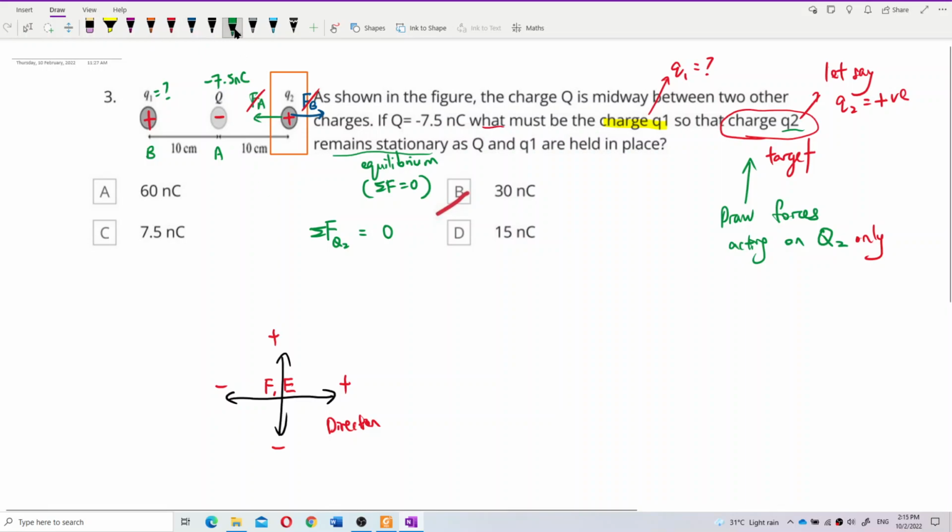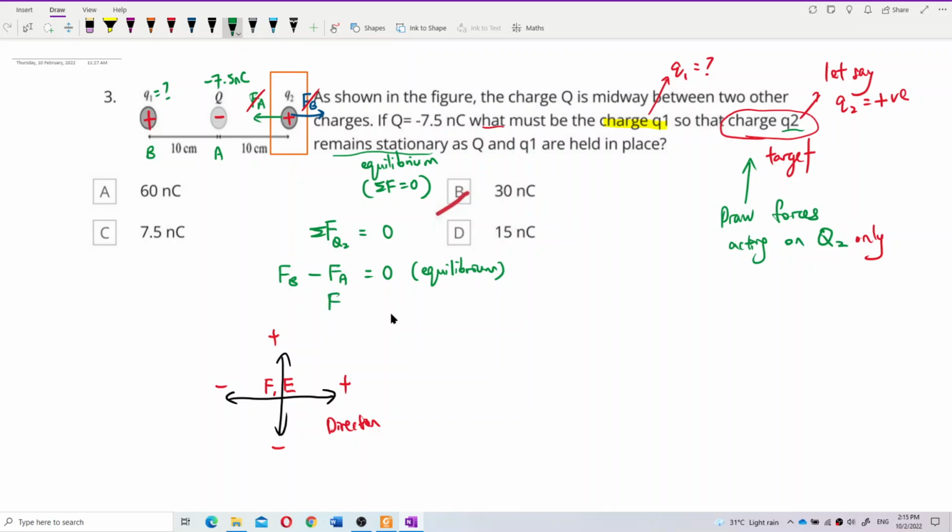The positive and negative sign is to show the direction of the force. So the total is equal to 0. This is what we call equilibrium. At last you will find that FB equals FA. See that? Equilibrium. The force to the right equals the force to the left. That's equilibrium. Total force equals 0.